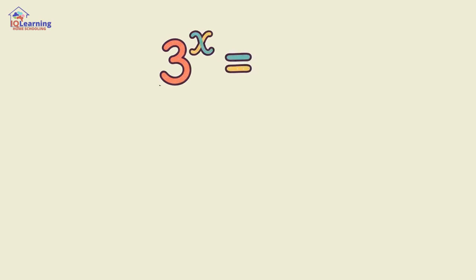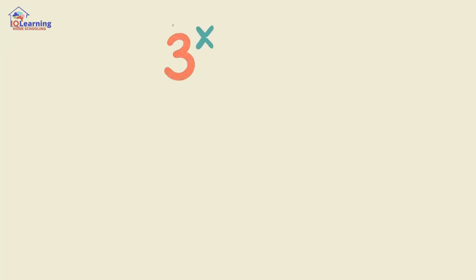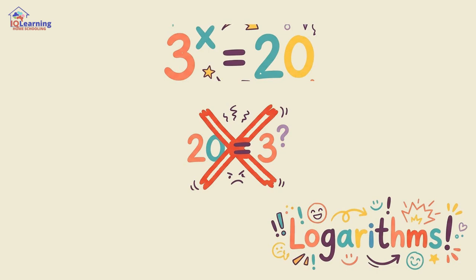If you needed to solve 3 to the x equals 3 to the fourth, this would be easy. The bases match, so x would just equal 4. But now look at 3 to the x equals 20. The bases do not match, and there's no clean way to rewrite 20 as a power of 3. That's when logarithms become useful.